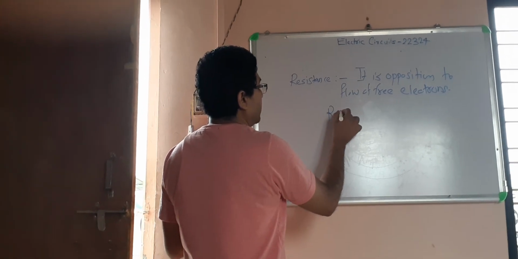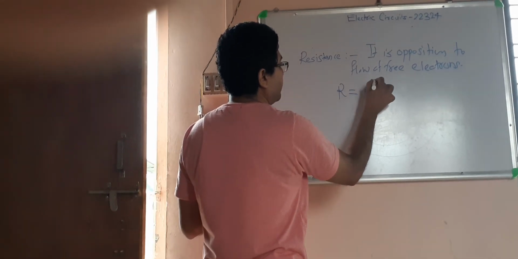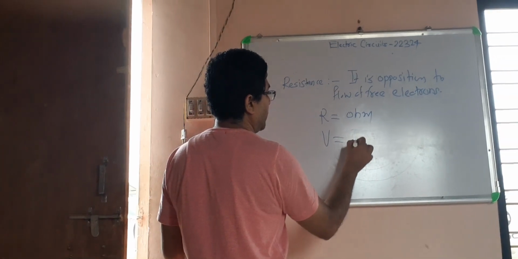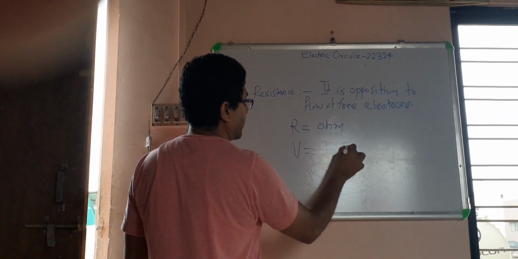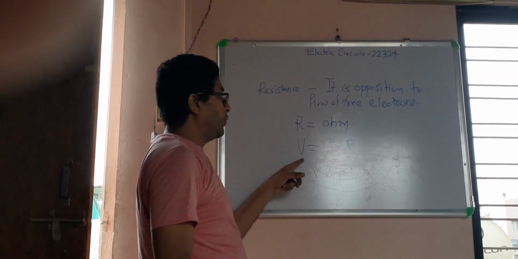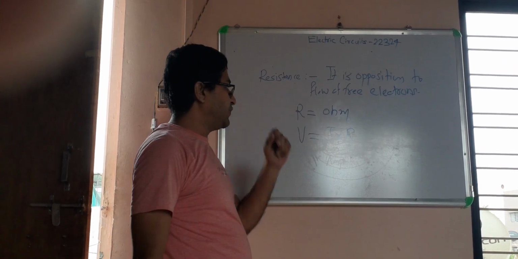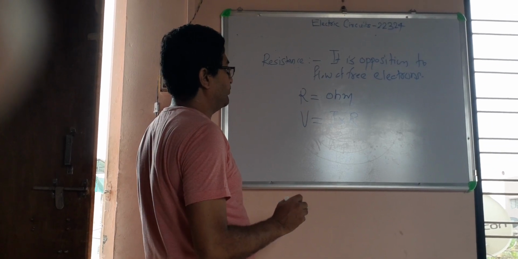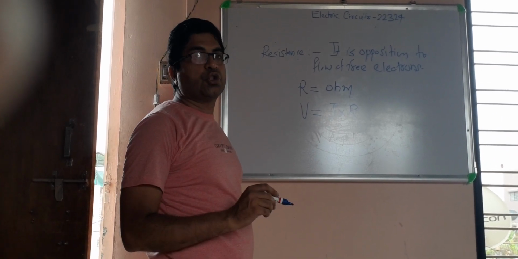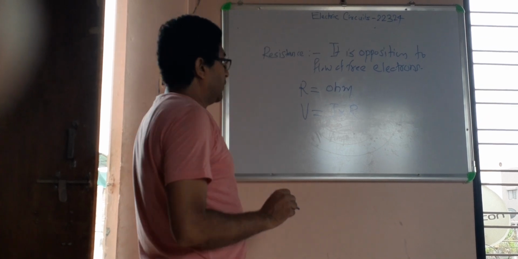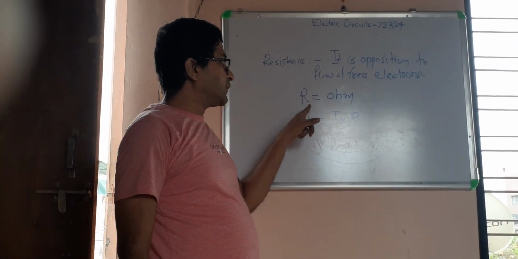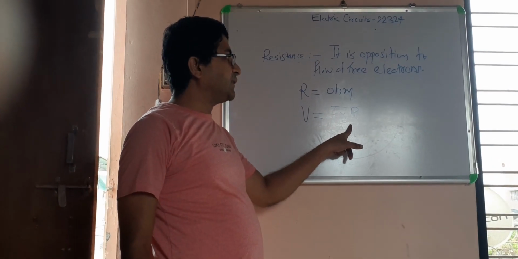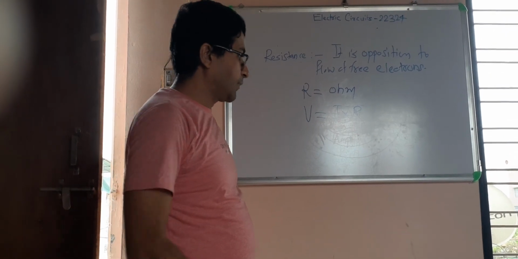R is measured in ohm, and the formula is V is equal to I into R, where V is the voltage, I is the current, and R is the resistance. The unit of resistance is ohm. So V is voltage, which is force, current is the motivated electrons in the circuit, and R is the resistance.